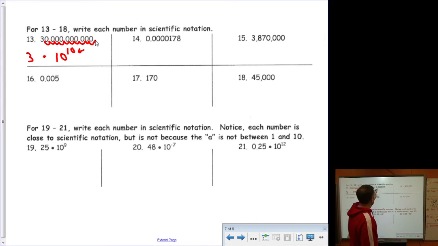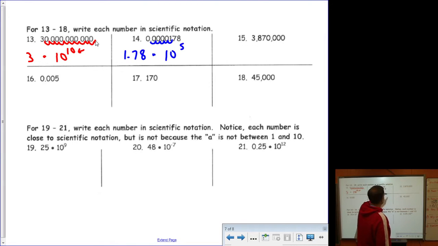In this problem, I would move the decimal 1, 2, 3, 4, 5 spots. And now that number is between 1 and 10. And since I moved it 5 spots, it'd be 10 to the 5th. But since I moved it the other way, it'd be negative, right? Very small numbers have a negative exponent.